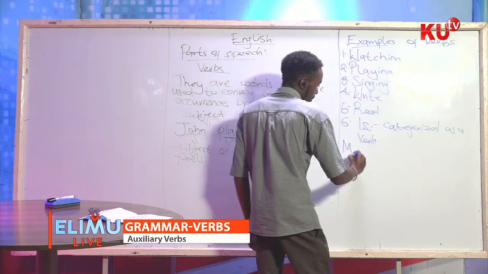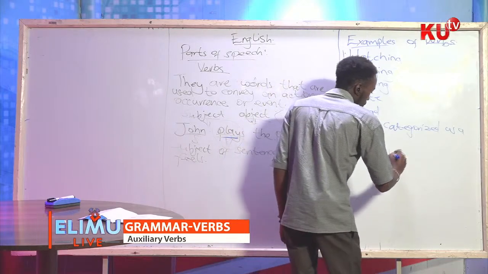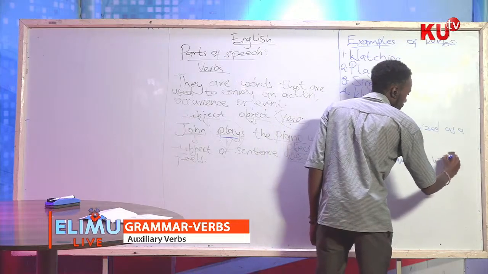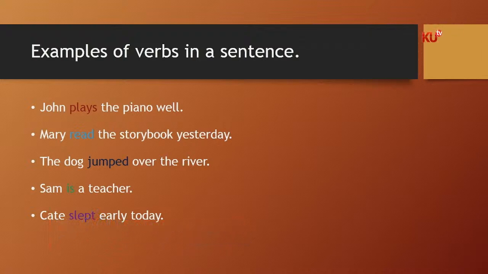Mwalimu Kamau is writing on the board. Another example we can give is John plays the piano well. So plays is the action being done by John, who is the one that is doing the action.